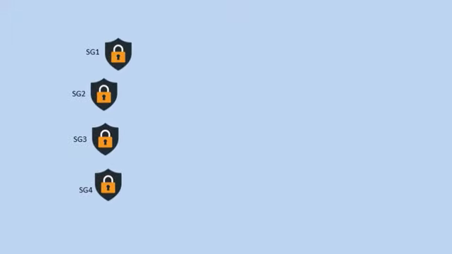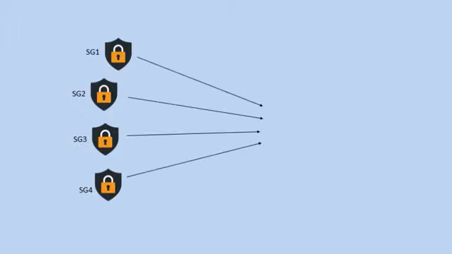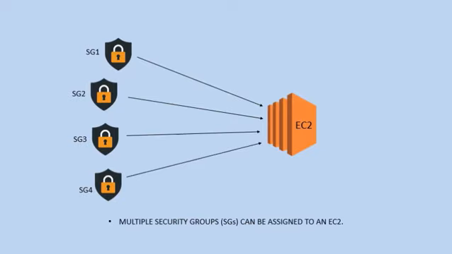Also, if you have created multiple security groups with different inbound and outbound rules, then they can be assigned to a single EC2, or we can say a single virtual machine. Multiple security groups can be assigned to an EC2. So here what we got is the flexibility that we can assign multiple security groups. Even if we don't need those rules, we can just remove that security group from our EC2 instance.